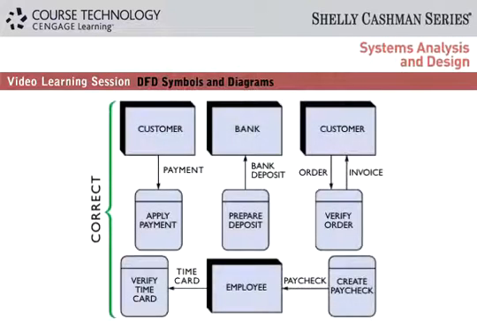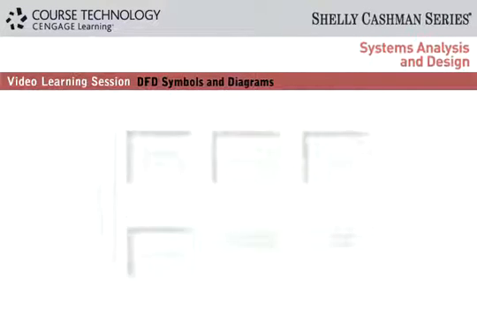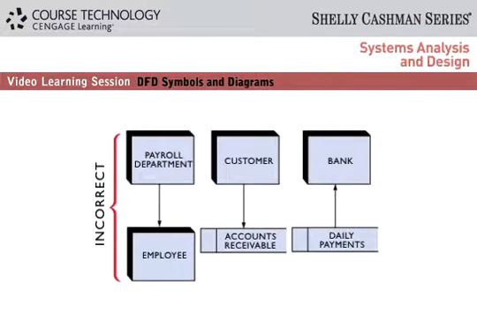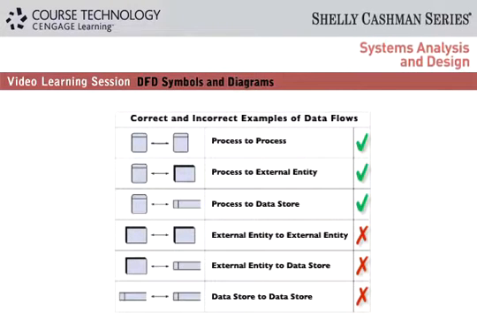Here are 4 correct ways to connect entities. An entity only can connect to a process. Notice that an entity can send data, receive data, or both. These examples are incorrect because an entity can't connect to another entity or to a data store. Here's a recap of the rules. This might be a good time to pause and review them.